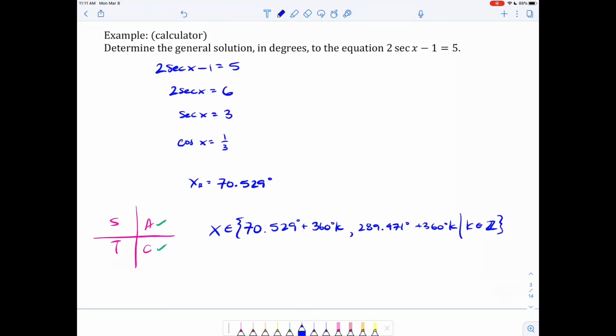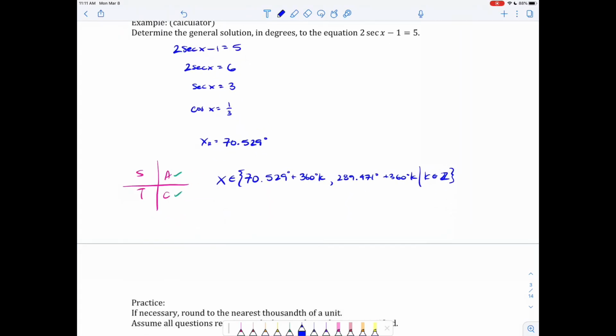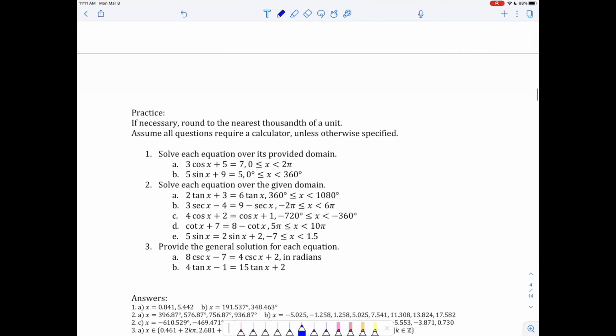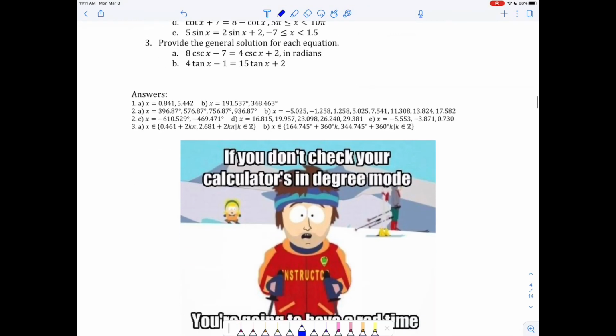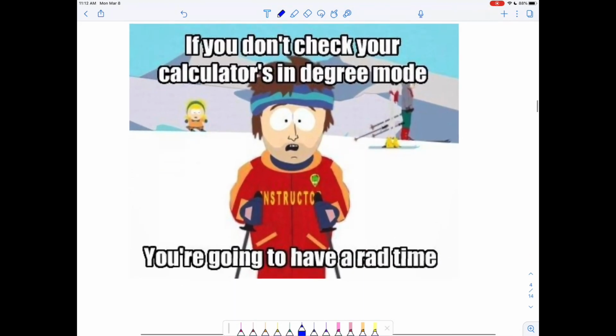So that's our intro into trig equations. We'll be looking at other kinds of equations as well. There is some practice on this next page. Some of these will be calculator ones, some of these will be less calculator. From the looks of things, these are actually all calculator ones, just based on the answers. Have fun with those. Do also always make sure that your calculator is in the proper mode for the question you're solving, because if it's not, it's going to be an issue.